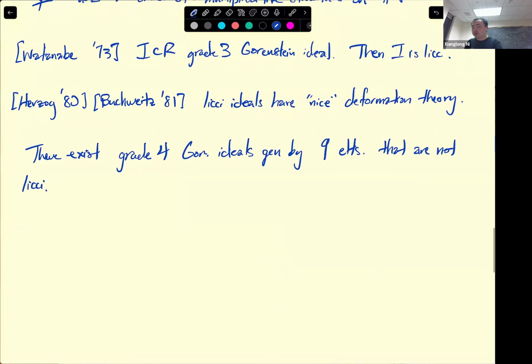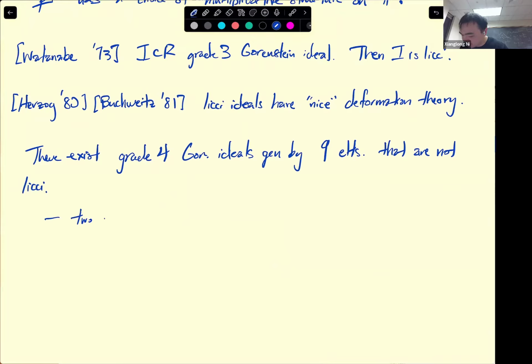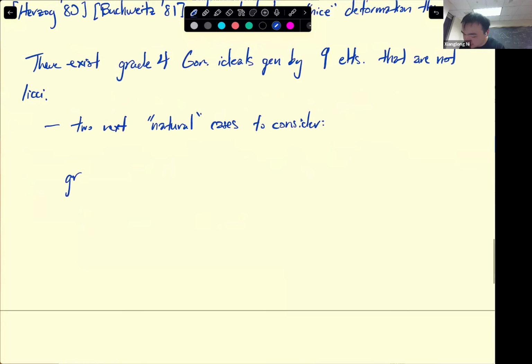that one might consider, well, one might increase one of the two parameters by 1, right? So for instance, we might say, let's stay in grade 3, but look at type 2. Or one might say, let's keep the type 1, we're still looking at Gorenstein ideals, and look at grade 4. So the two next natural cases to consider, right, so grade 3 perfect type 2 or grade 4 Gorenstein.